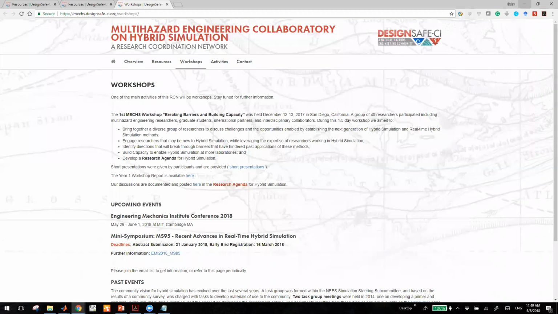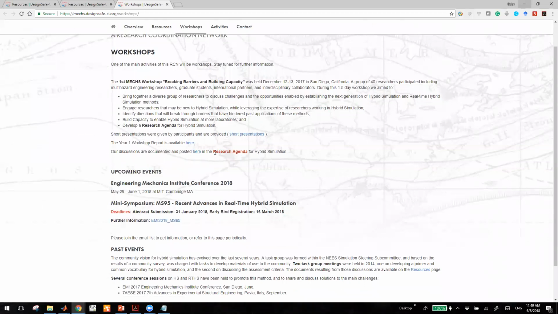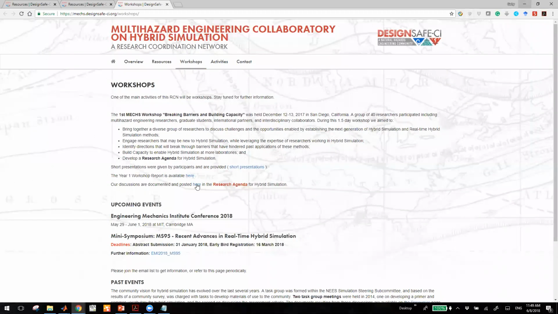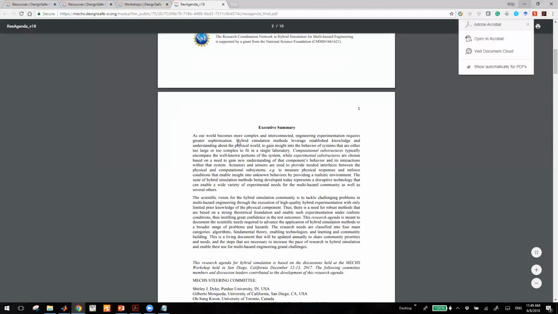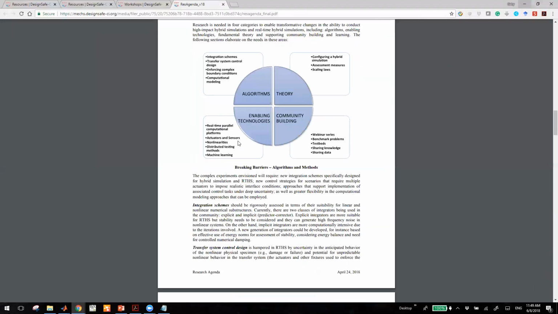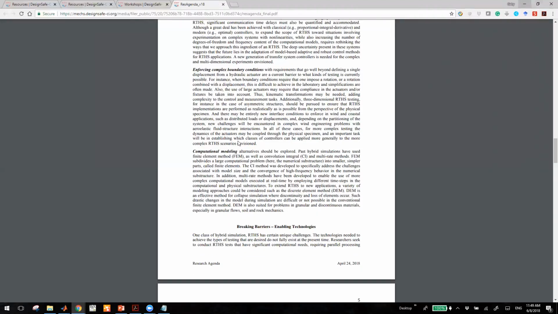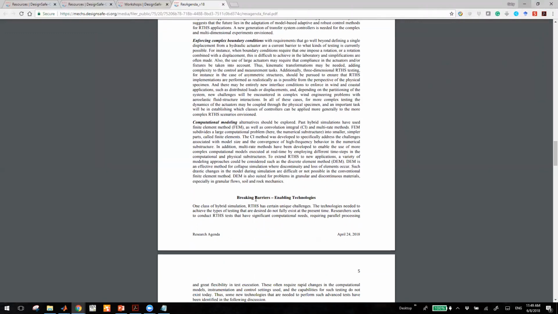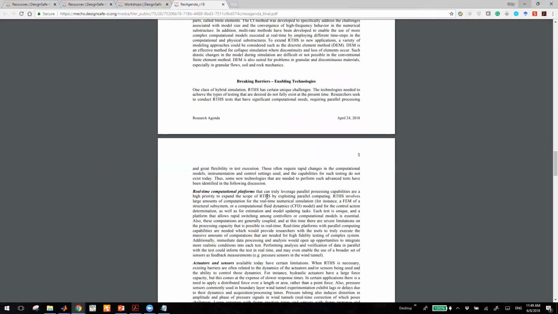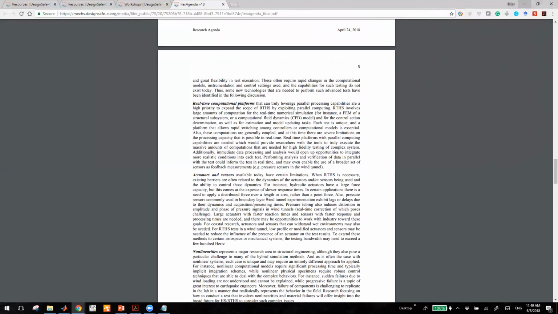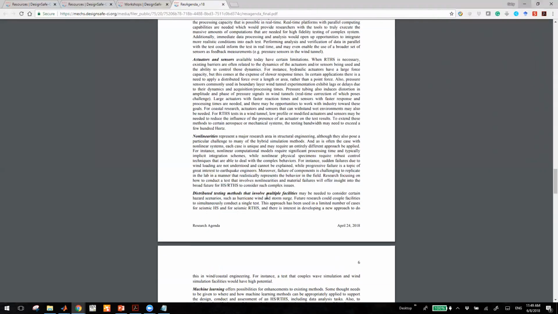As I mentioned before, the discussion and documents of the first MECHS gathering can be downloaded in the research agenda. You can click here. It gives an explanation of what the barriers currently are for hybrid simulation. I think that is all I wanted to explain regarding the next challenges.